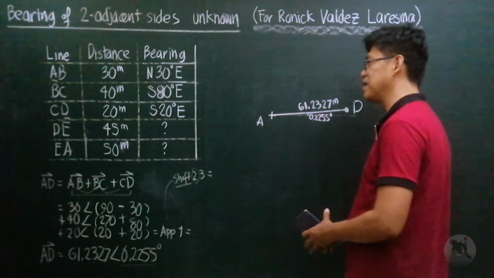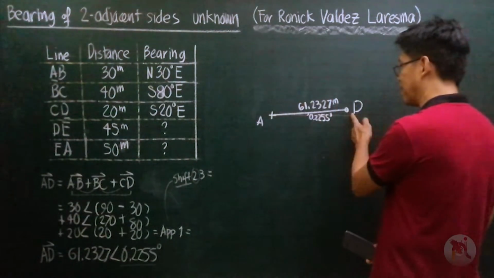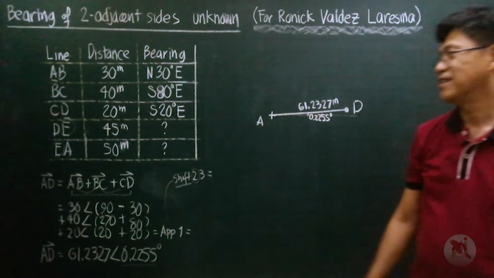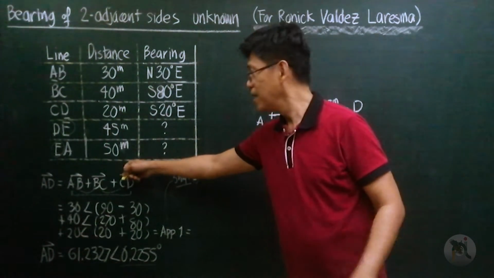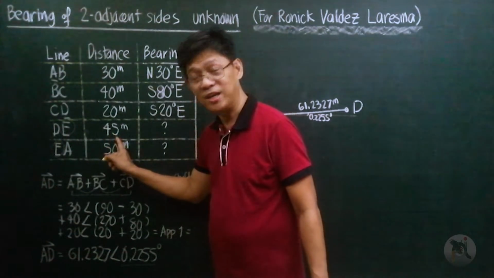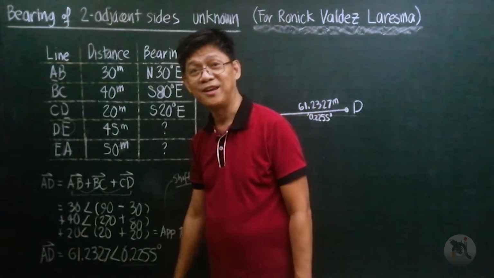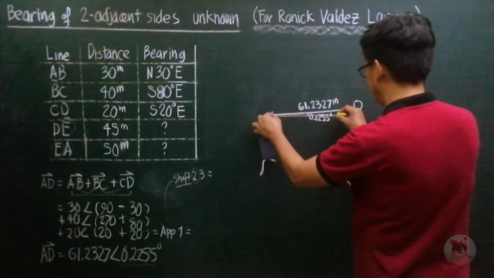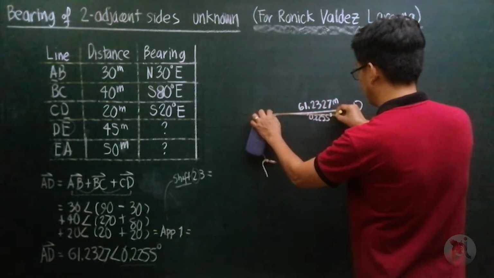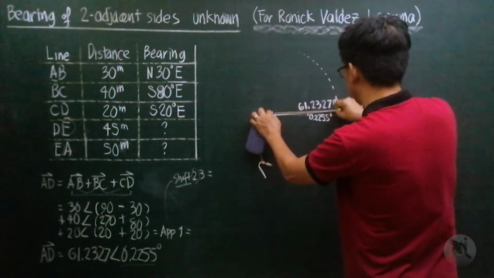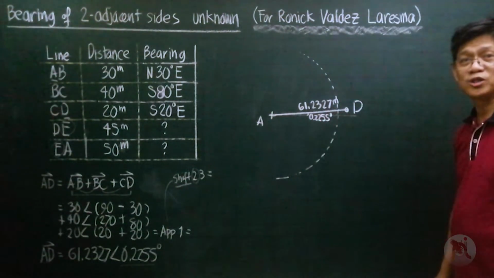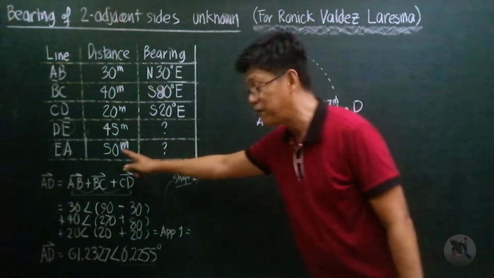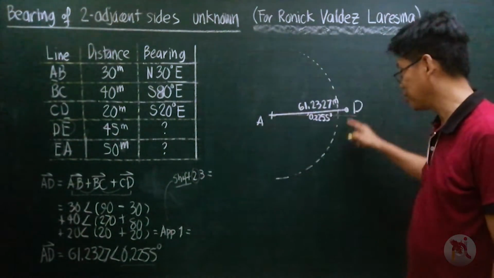Now, our problem is the bearing of DE and EA. D is here, A is here. The missing point actually is E. How do we locate that? So we use these values. From point D, E is 45 meters away. From A, E is 50 meters away. From point A, you measure 50 meters away. All points 50 meters away from A are candidate values for E. So this is actually a circle whose radius is 50 and whose center is A. So that is the position of E.